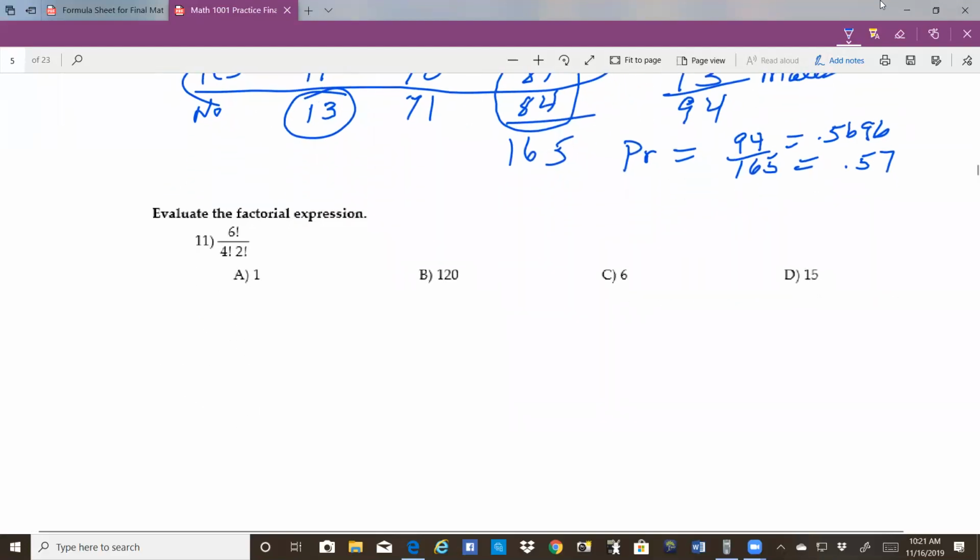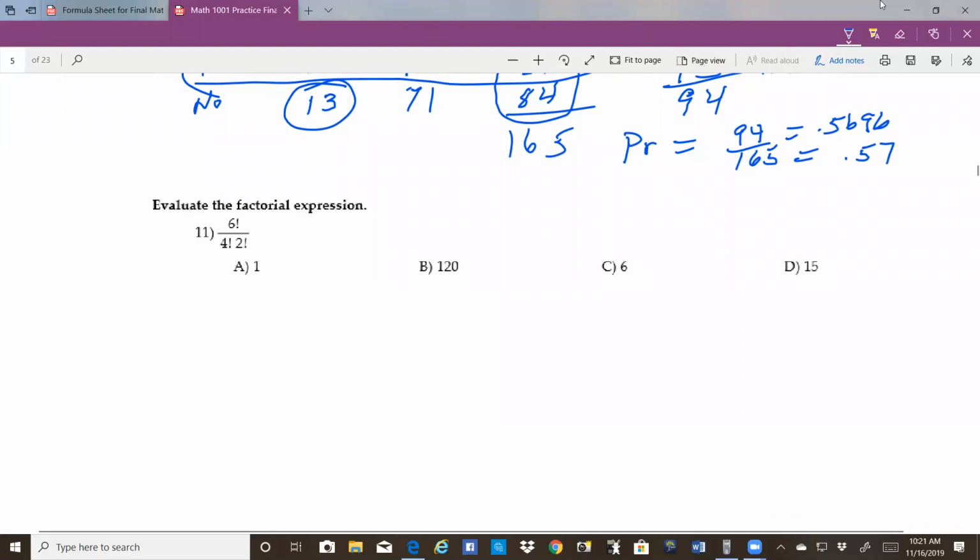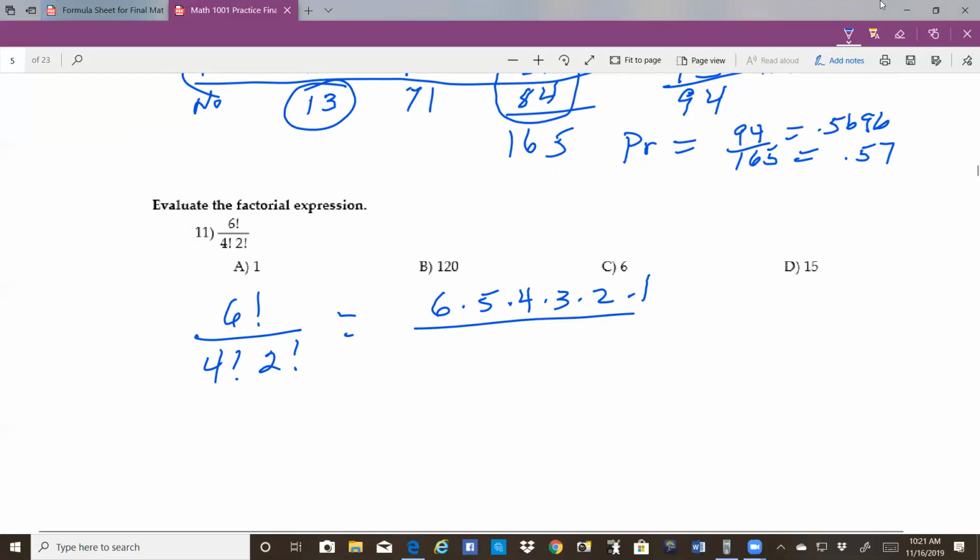Number 11, evaluate the factorial expression. We want 6 factorial divided by 4 factorial times 2 factorial. Well, 6 factorial is 6 times 5 times 4 times 3 times 2 times 1. 4 factorial is 4 times 3 times 2 times 1. And of course, 2 factorial is 2 times 1.